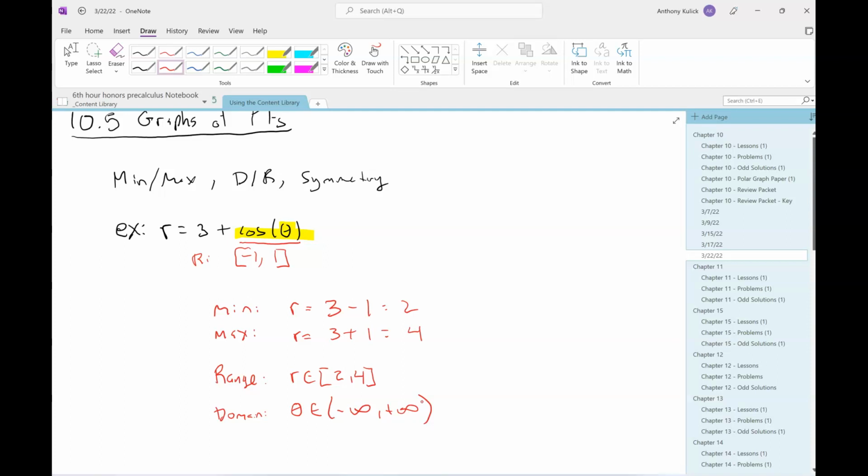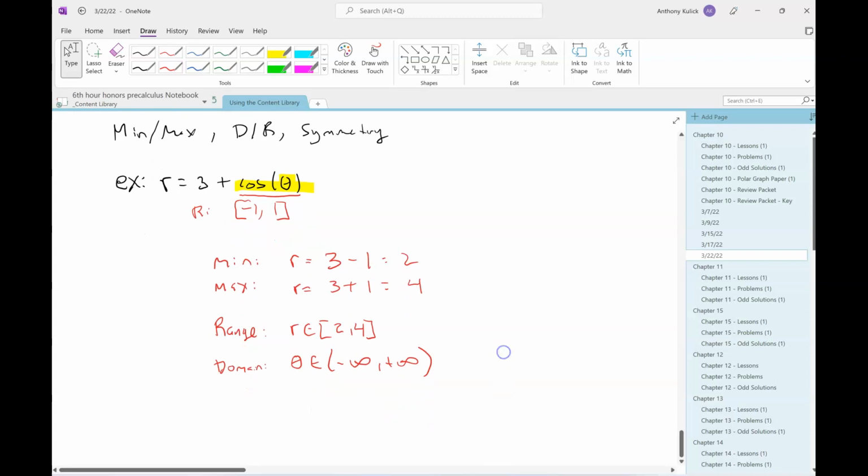Okay. All right. You guys feel okay about doing a domain and range and min and max for something like this? Let me see one more example. What do you guys say? You got it? It's all right?